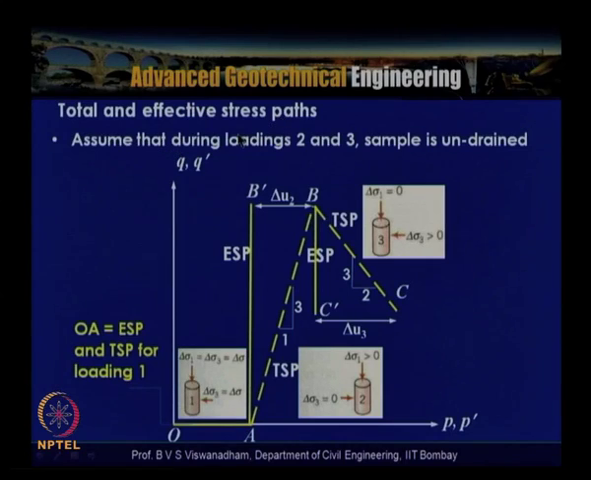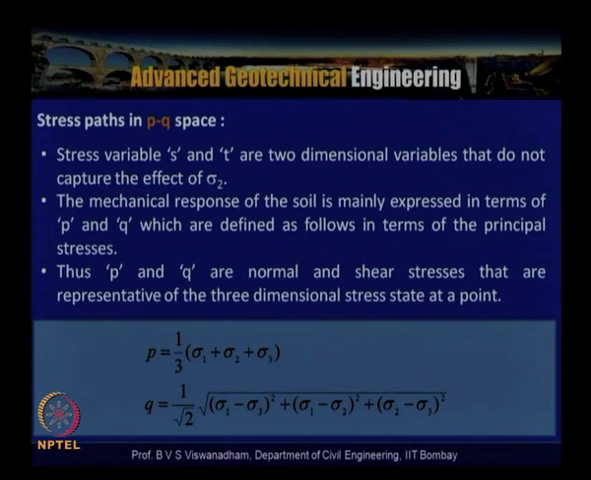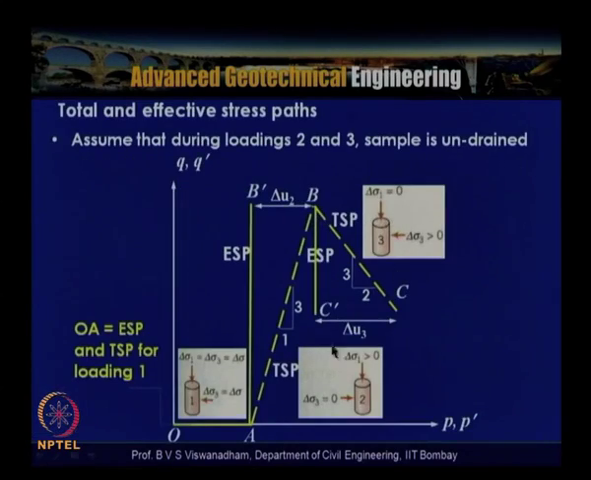Now assume that during loadings 2 and 3 the sample is undrained. Then we can see how things will change. Let us assume that AB represents the stress path for the total stress path, and BC what we have deduced, that is for the total stress path.